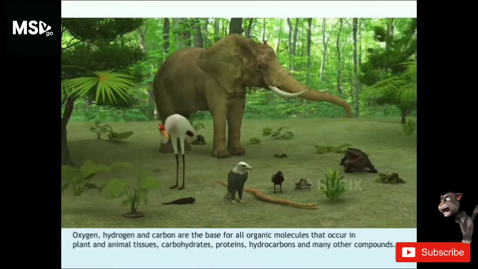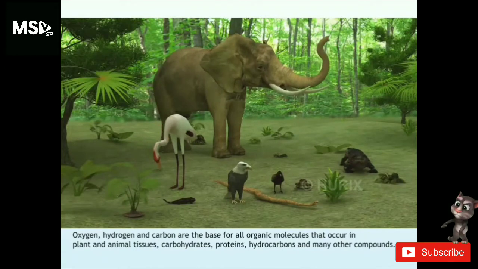Oxygen, hydrogen, and carbon are the base for all organic molecules that occur in plant and animal tissues: carbohydrates, proteins, hydrocarbons, and many other compounds.